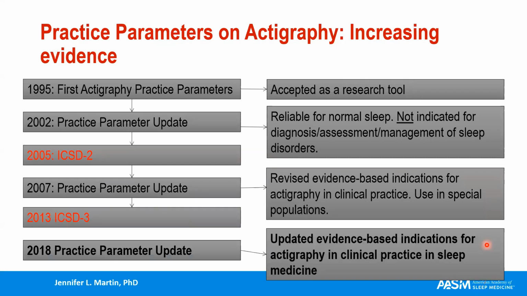So in 2013, the ICSD-3 was published, and actigraphy is specifically talked about in the context of a number of sleep disorders, which I'll talk about later. And in 2018, updated clinical practice parameters, which we now call clinical practice guidelines, were published. And based on the evidence now, actigraphy is indicated to assist clinicians in a variety of sleep disorders. So one of the things to point out again is that over 20 years or so, the evidence base changed pretty dramatically.